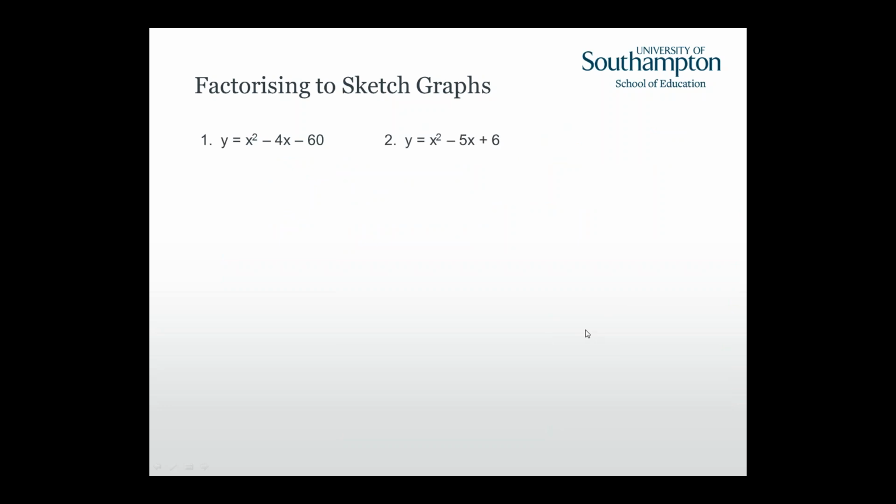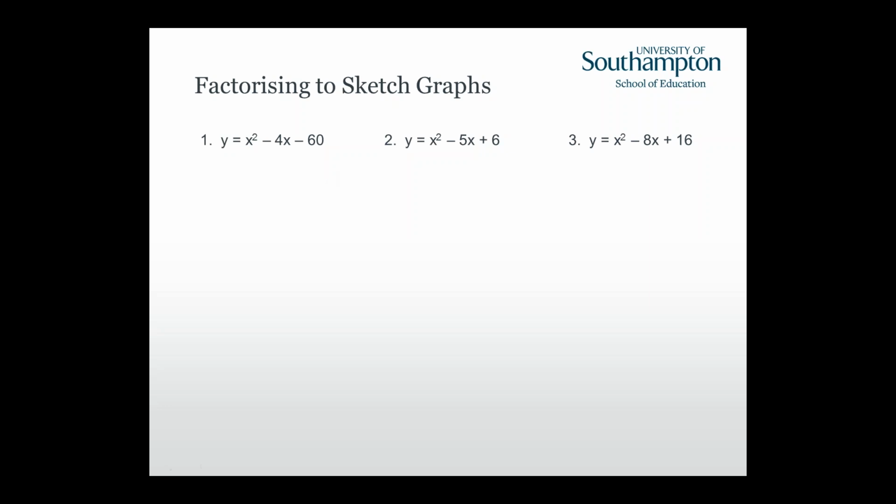So here are a couple. Do I do 3 of them? Yes, I do. I'll do the first one, shall I? So factorising, just a quick reminder, you're looking for 2 numbers that multiply together to get minus 60 and add together to get minus 4.